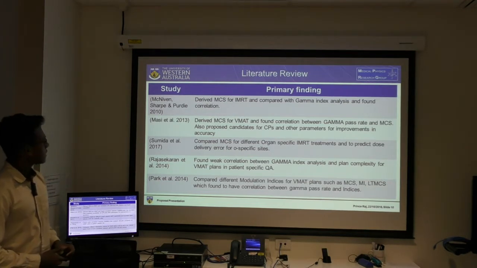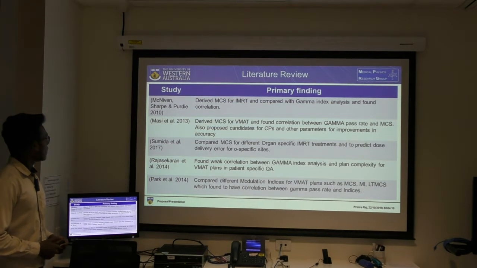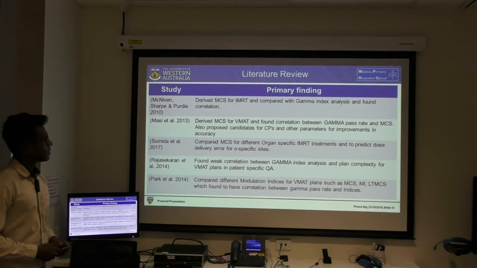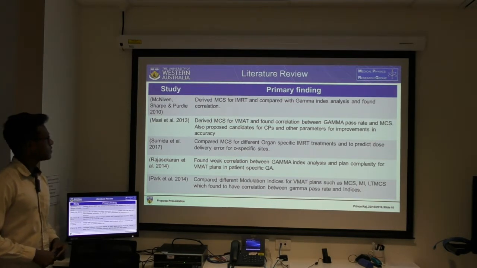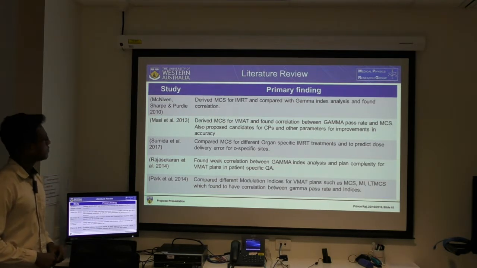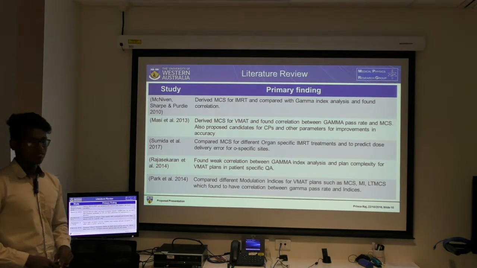These are some of the literature I have reviewed, and McNevin and Masi are the prominent ones, who derived the MCS for both the plan types. They also compared it with gamma index analysis, which I would like to do for my research too, and they found a correlation, but not very strong. All these studies have found a correlation, but a very weak correlation.